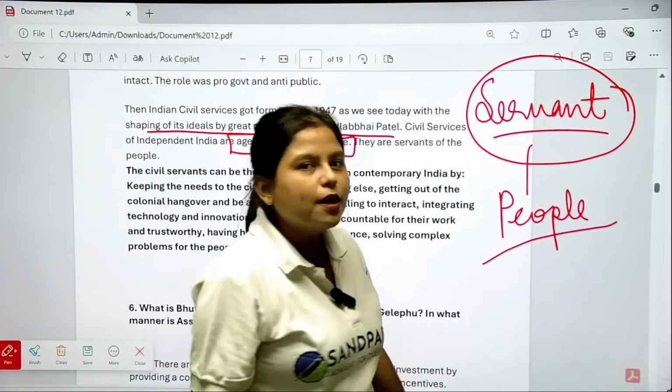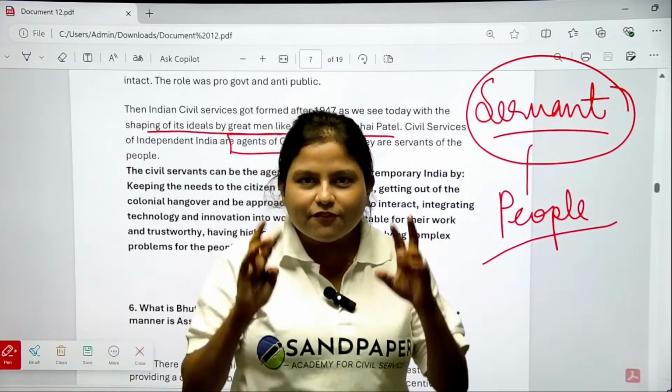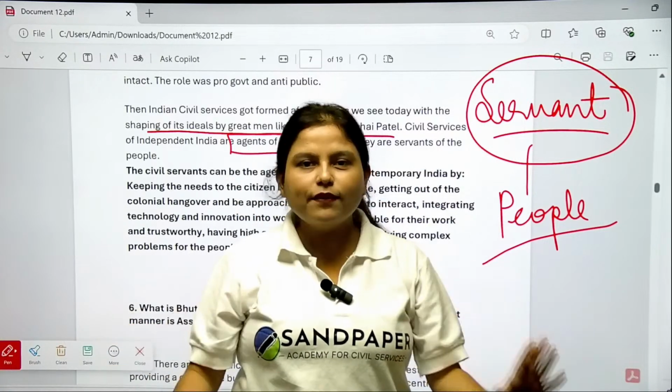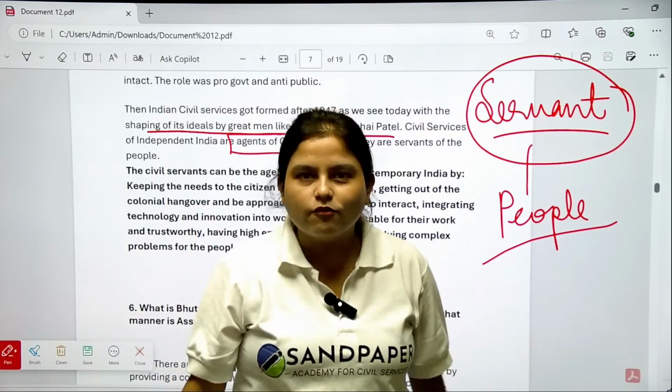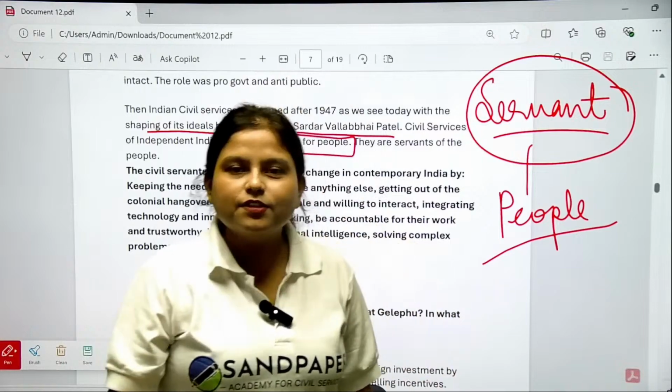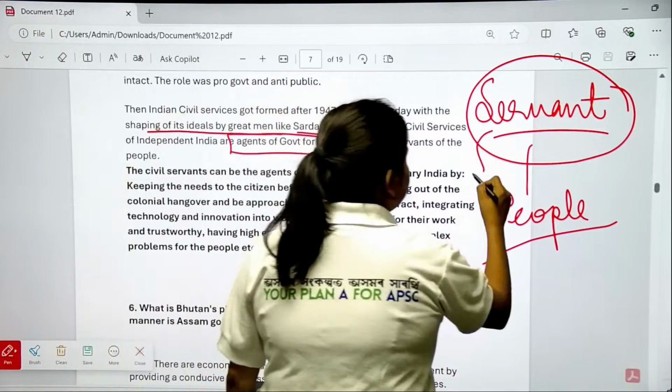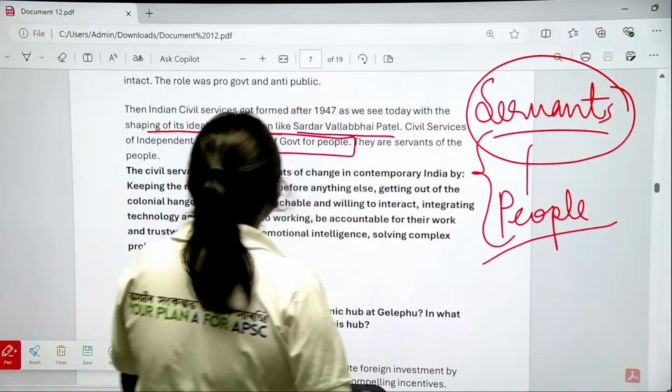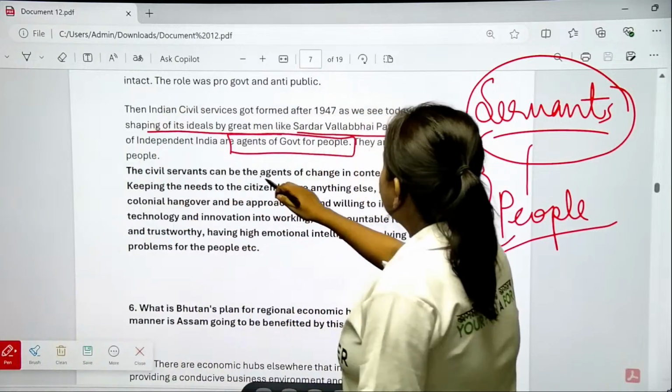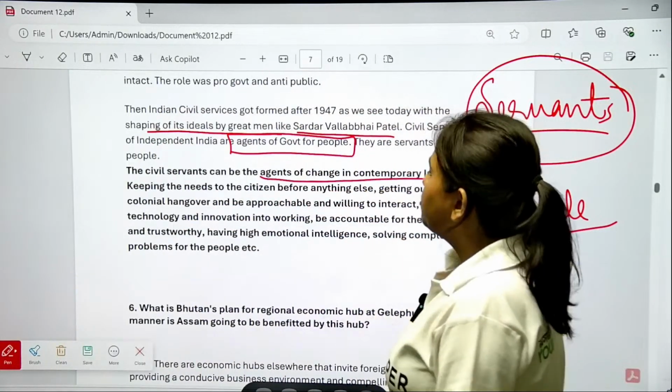Were the British servants of people? Were they civil servants? No, they were not. They were servants of only their government. But what are Indian civil servants? They are also servants of people. They are servants of people. So the civil servants can be agents of change in contemporary India by.